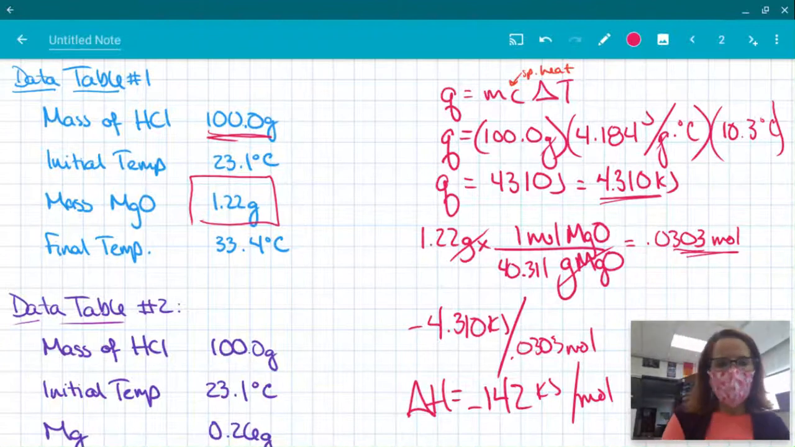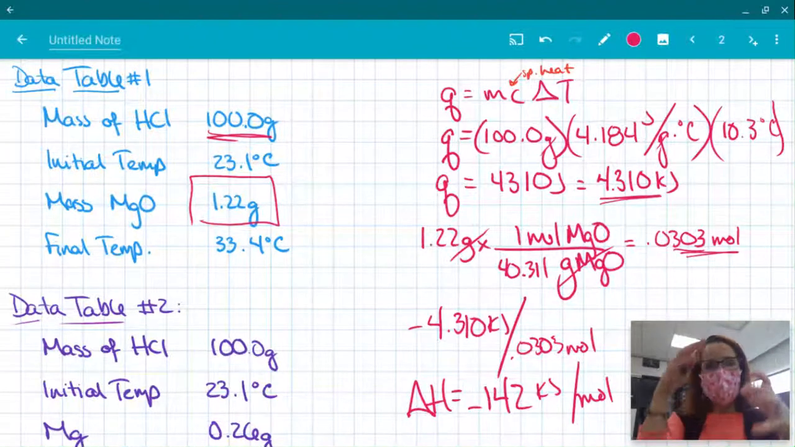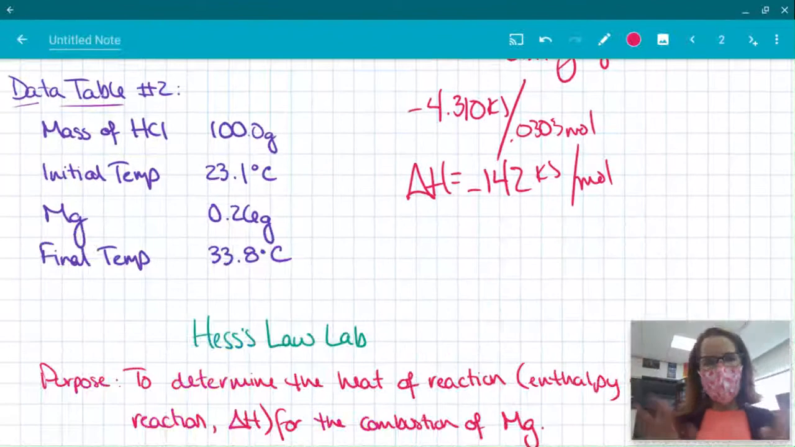Remember, one of the biggest errors in this lab is the fact that we have these calorimeters that are not closed, so heat is escaping up through the top. So, not a huge deal.